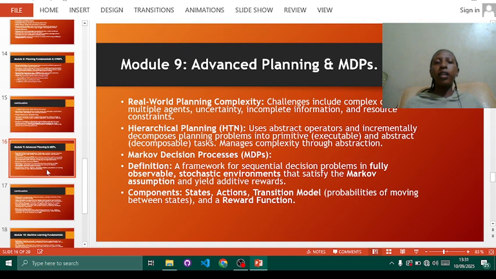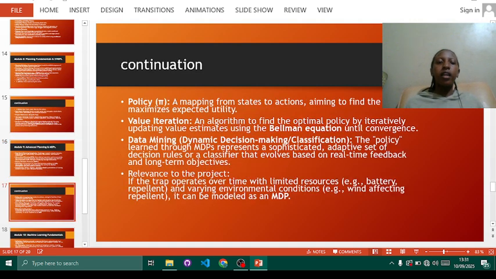Real world planning, complexity, hierarchical planning, all of them were in that. Then there is policy, which is a mapping from states to actions, aiming to identify the one that maximizes expected utility.